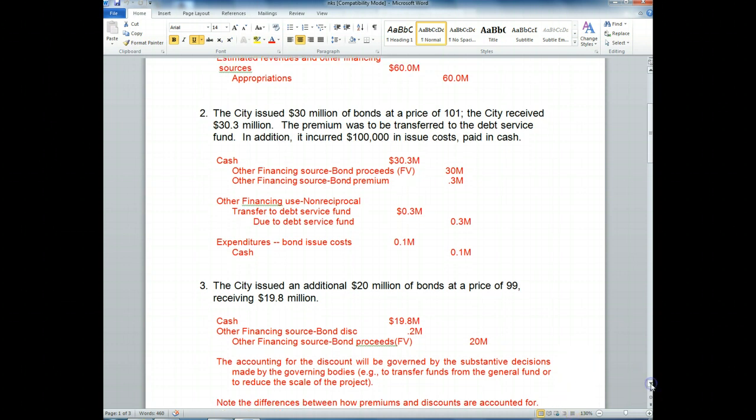On the middle one, the other financing use non-reciprocal there, is that like a title or a definition? Other financing sources and uses, because remember, we really don't have revenues per se, but we transfer monies oftentimes to other places. So we're showing here when the bonds came in, we could show them as bond revenues, but for this purpose, based on all these journal entries, you're going to see financing sources and financing uses, because technically this is how we've chosen to pay for the funding.